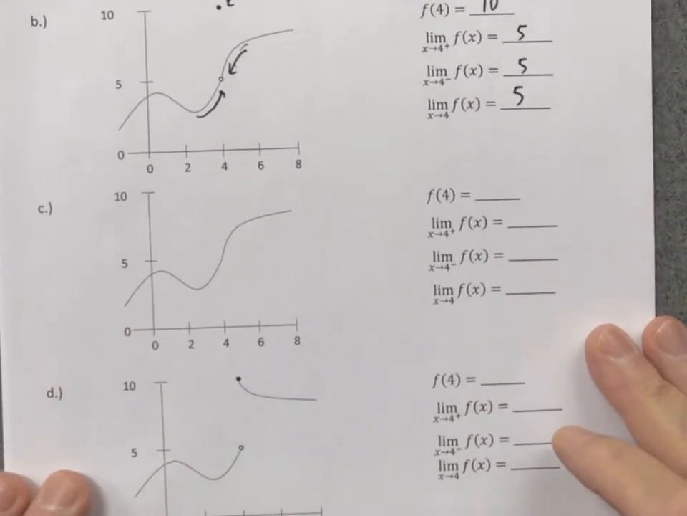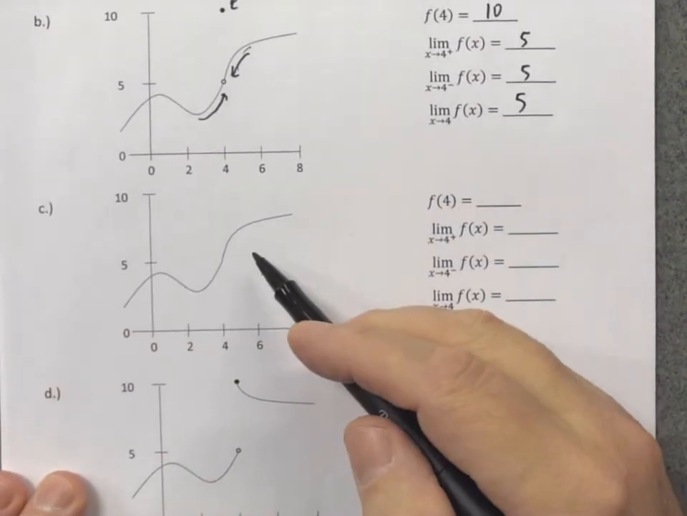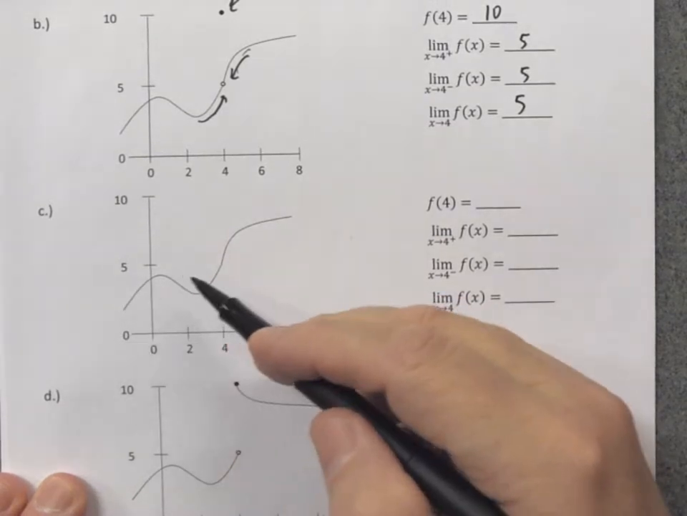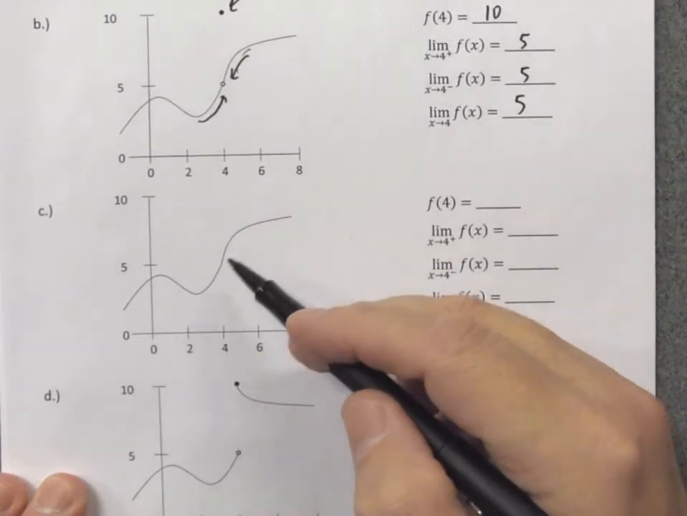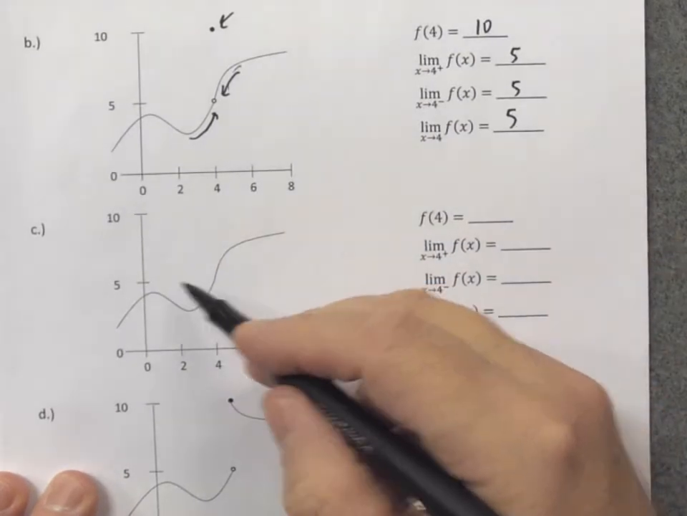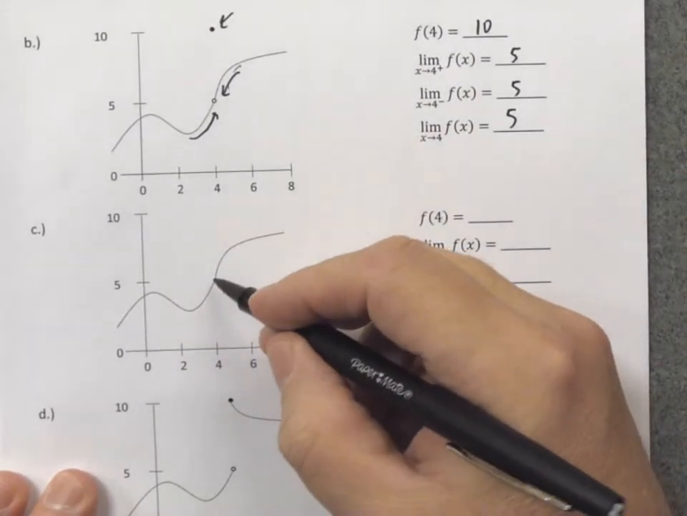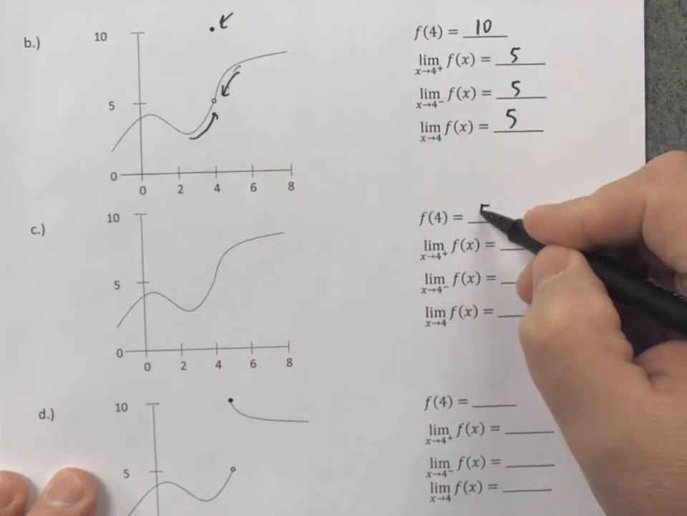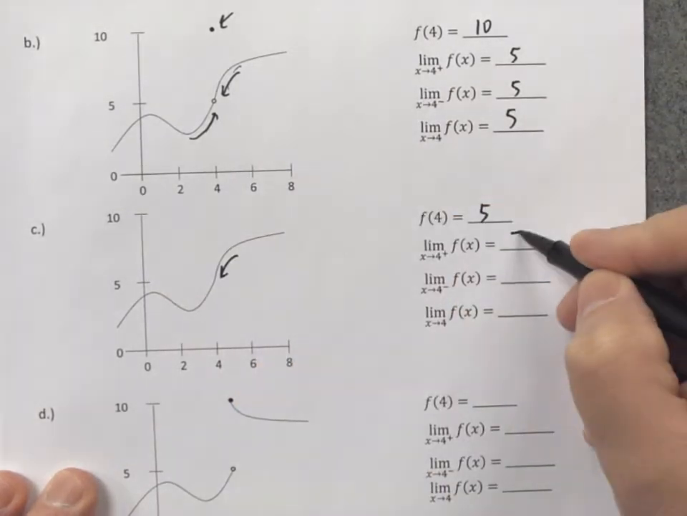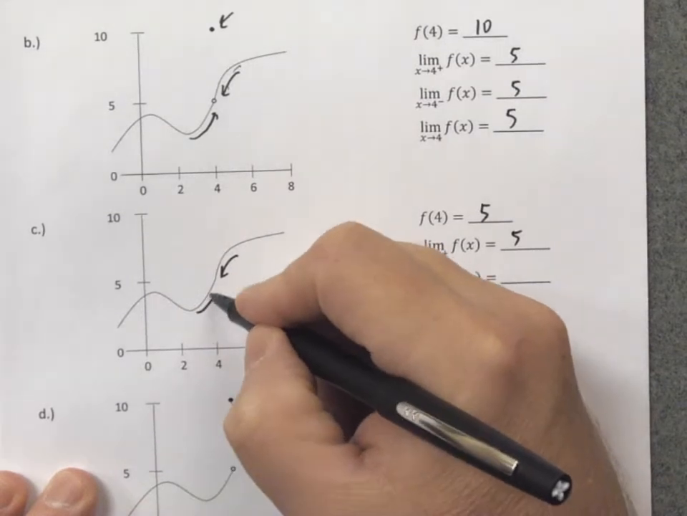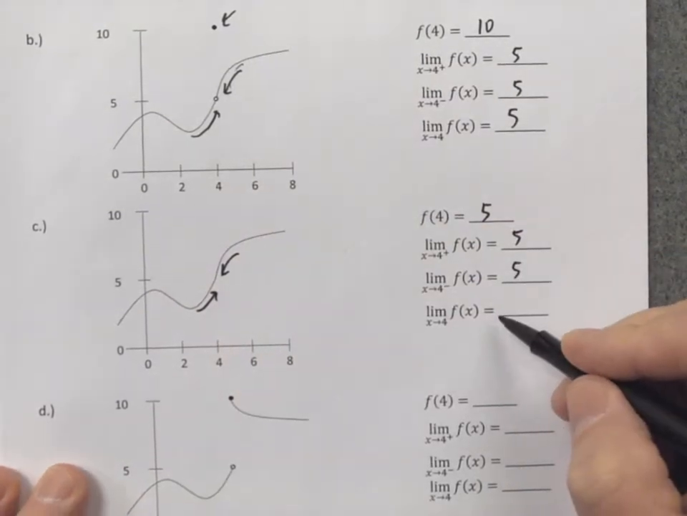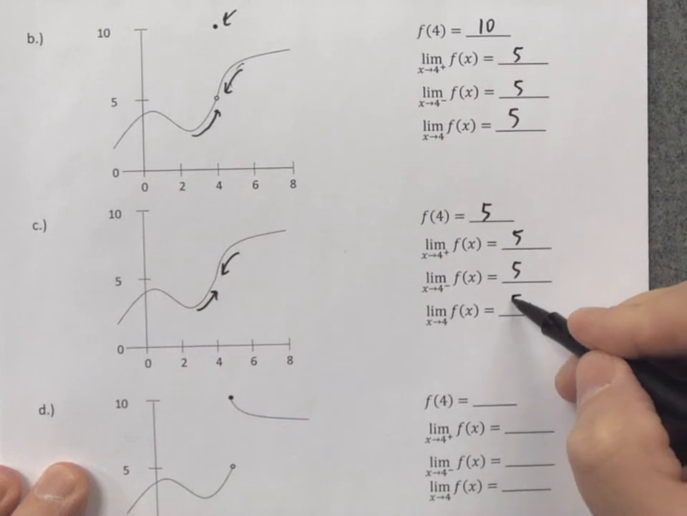How about this one? The difference here, this one is the same curve, but now there's no gap, no break. It's all continuous. So what's f of 4 here? It exists. There on the graph, it's 5. Coming from the high side, it's 5. From the low side, it's 5. Therefore, what's the limit? 5.